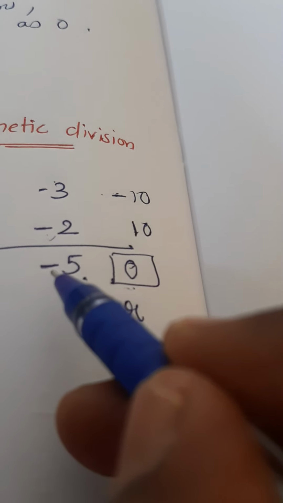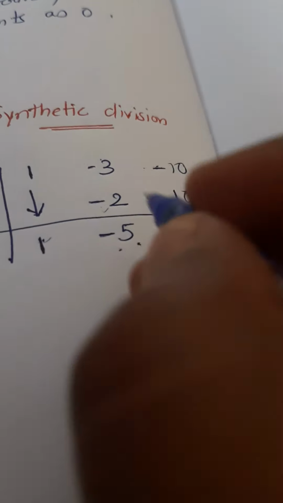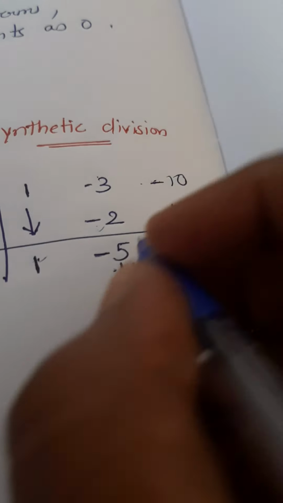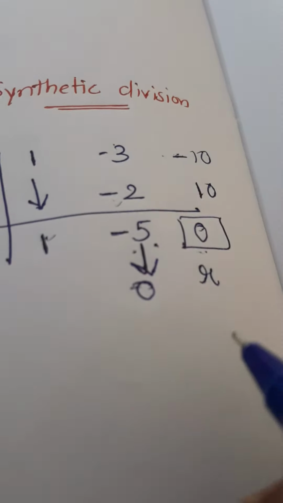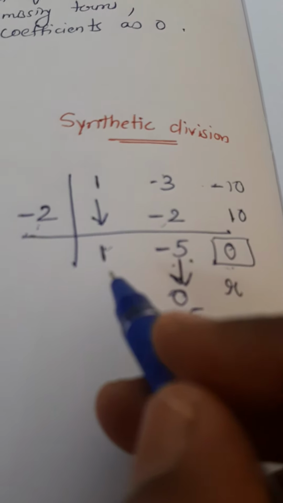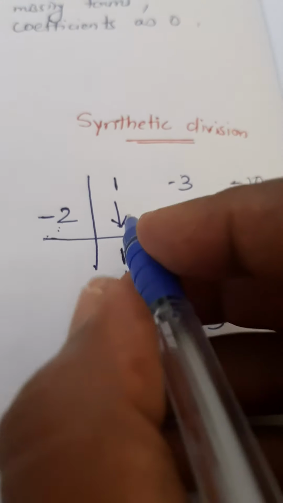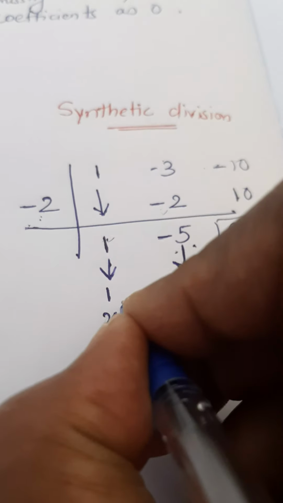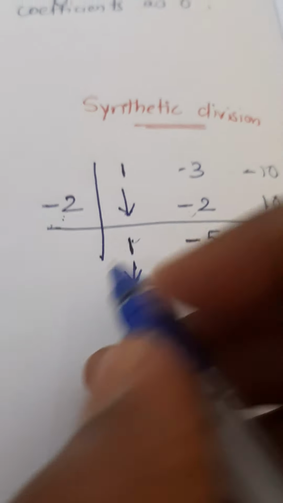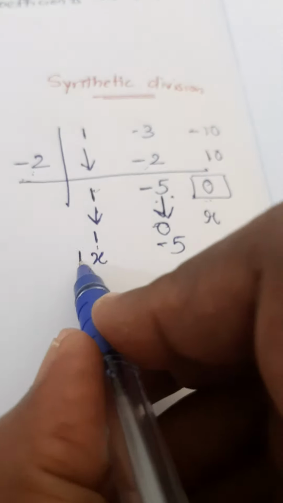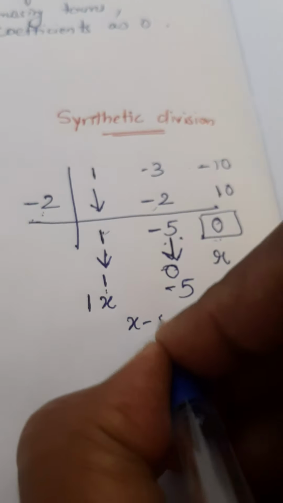The next number to the left of the remainder will be the term which has degree 0. So minus 5 will be your constant, written as it is, minus 5. And the next number to minus 5 will have degree 1. So it will be written as x raised to 1 and the coefficient of x will be 1. That is 1x minus 5. In other words, it is just x minus 5.